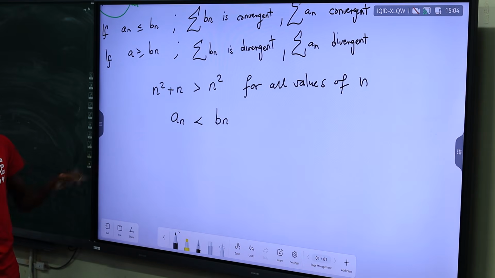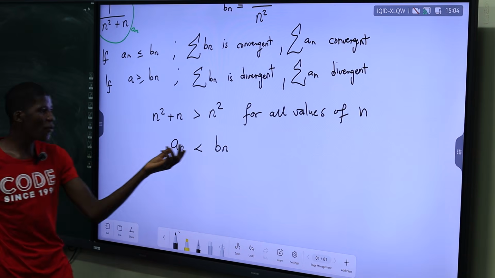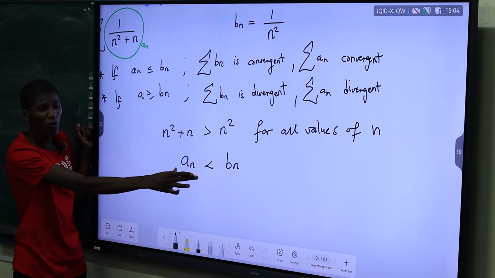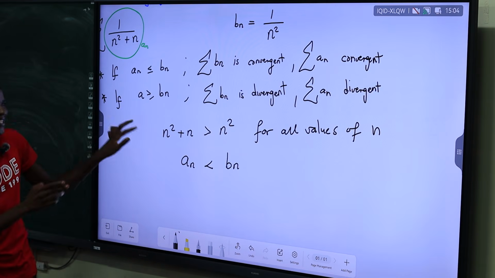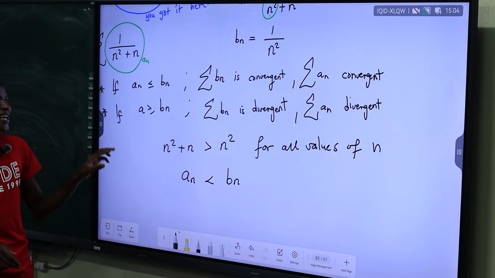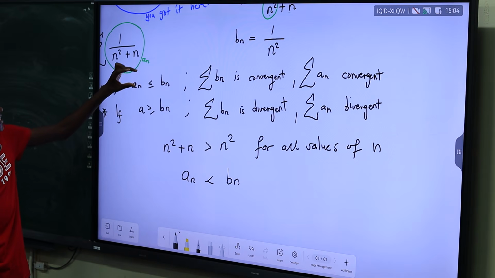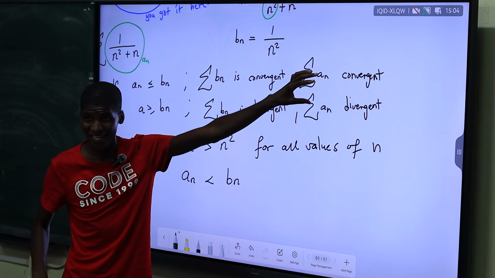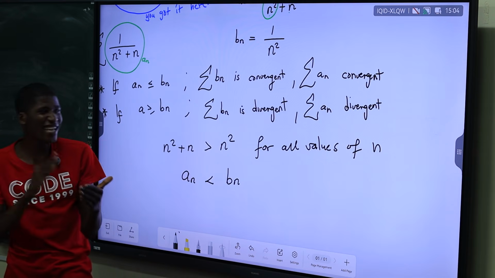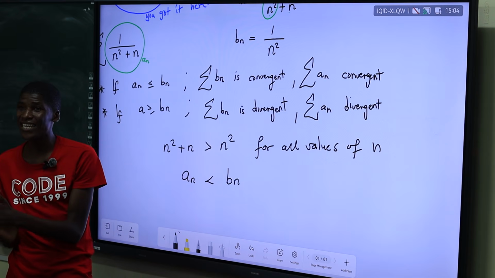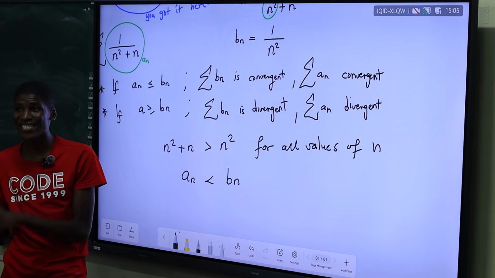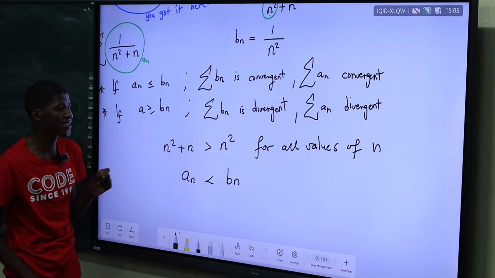Yeah. Now, the thing is, we now have this. We can locate it now. An is less than bn, right? But asibuze thina, if an is less than bn, both must be convergent. So akwenzeki ukuthi enye ibe convergent, enye ibe njani? Be divergent. Both must be convergent, noma both must be divergent for this other scenario.